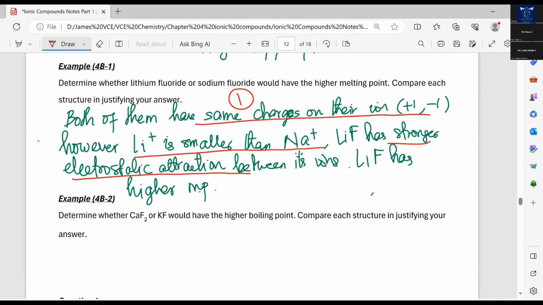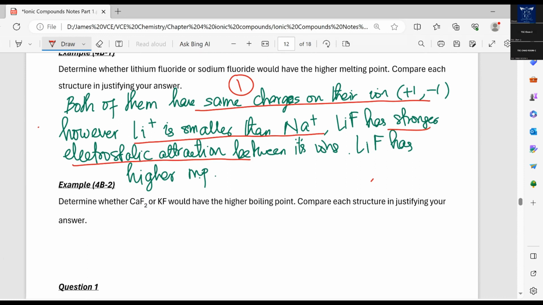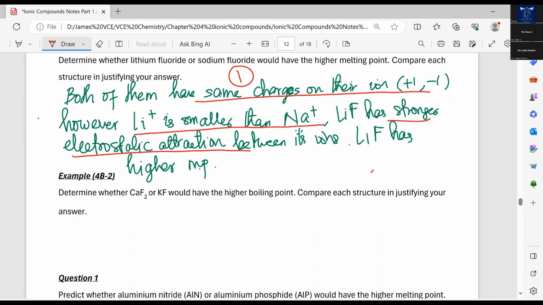Okay, determine whether CaF2 or KF will have a higher boiling point. Compare their structure. Okay, please answer it. Which one? CaF2 or KF? KF, sorry.